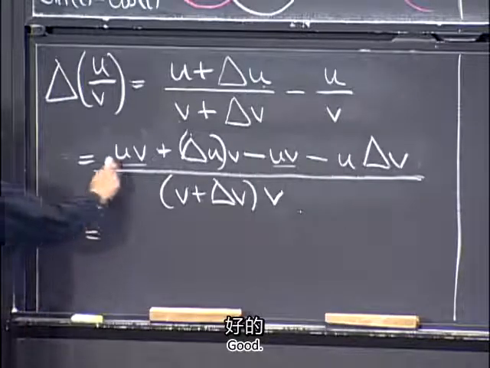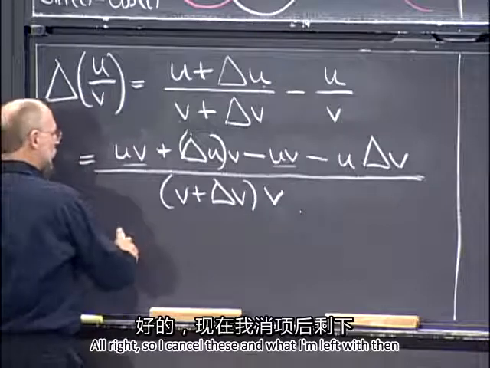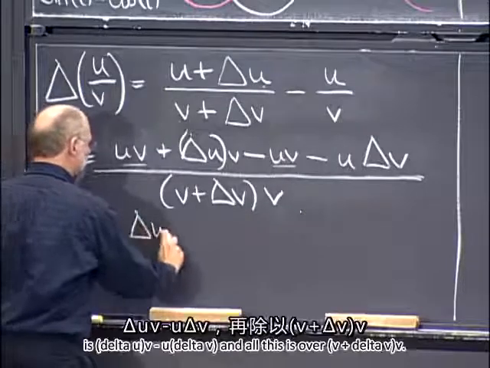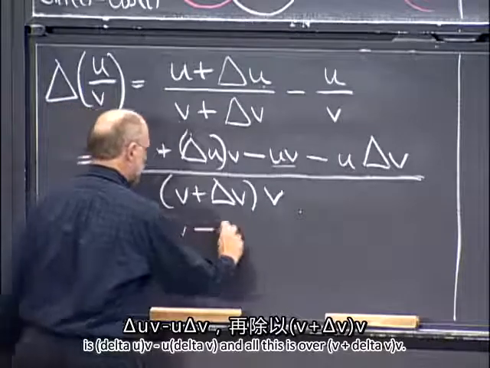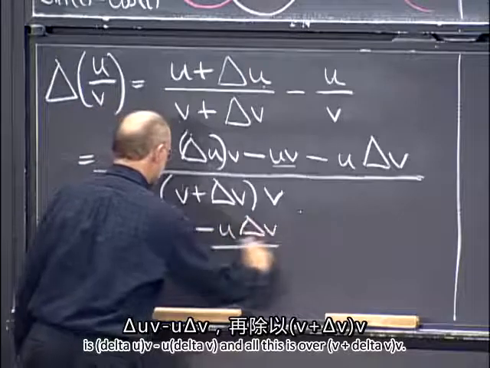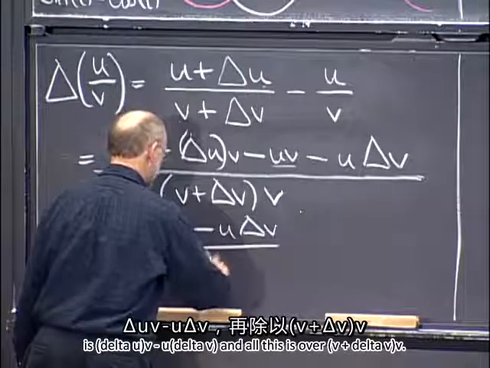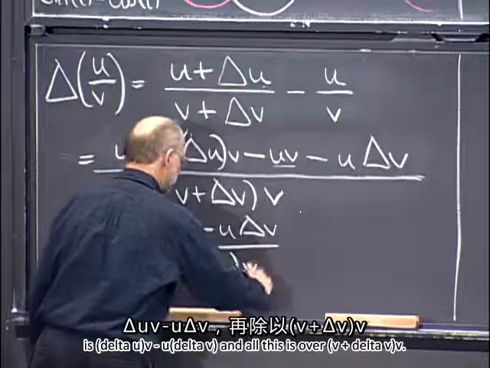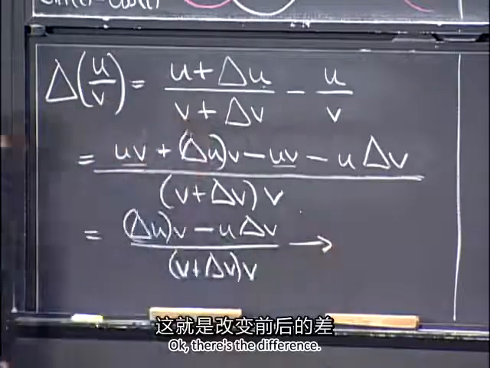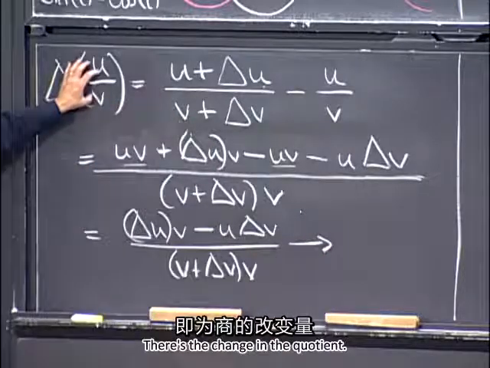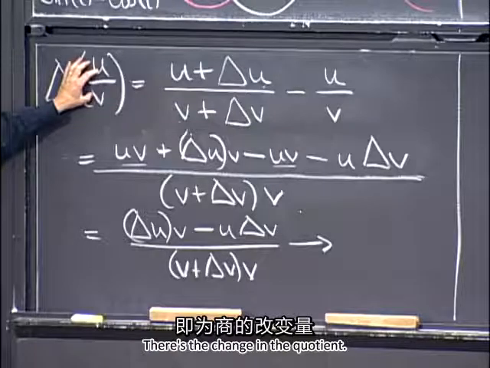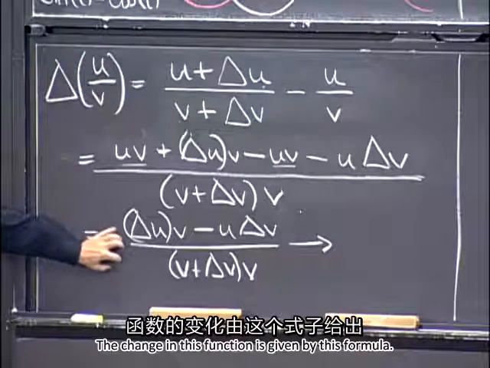Good. All right, so I cancel these, and what I'm left with then is delta U times V minus U times delta V, and all this is over V plus delta V times V. Okay, there's the difference. There's the change in the quotient. The change in this function is given by this formula.